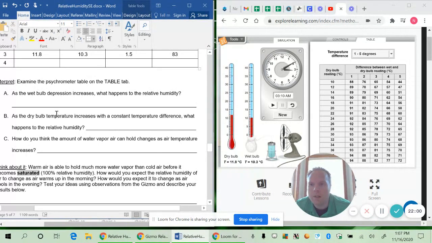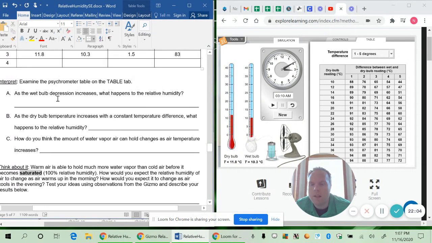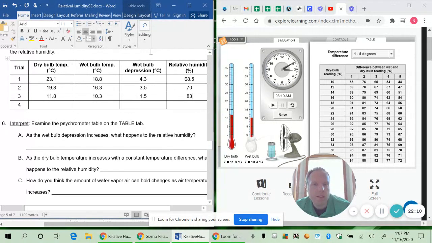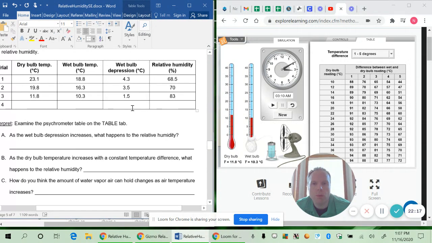All right, we're back. Now it says examine the psychrometer table on the table tab. As the wet bulb depression increases, what happens to the relative humidity? So it's asking about this column. It's saying what happens when the wet bulb depression gets bigger. That means there's a greater difference between the dry bulb and the wet bulb.